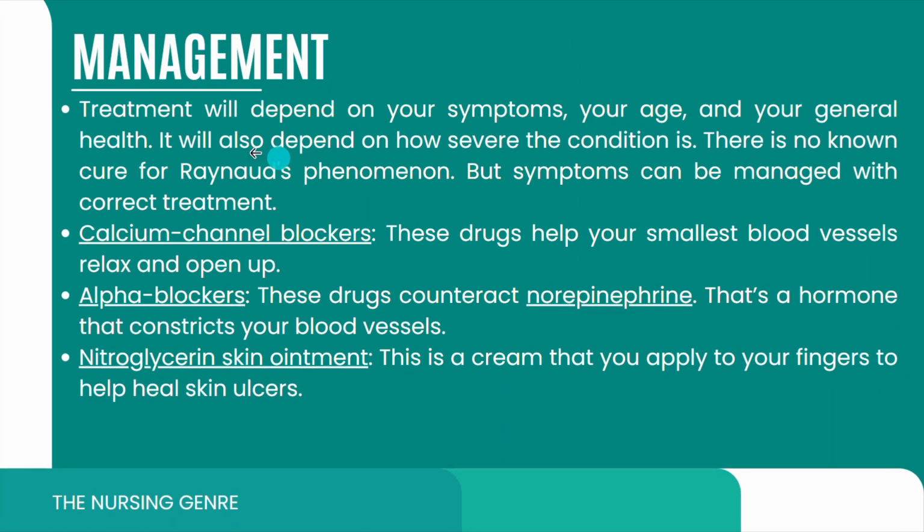Next one, management. The management will depend upon your symptoms, your age, your general health or condition, and also how severe the condition is. There is no known cure for Raynaud phenomenon, but your symptoms can be managed with the correct treatment. Your treatment may include calcium channel blockers, which help your blood vessels relax and open up, and also alpha blockers, which counteract the constriction of your blood vessels, and nitroglycerin skin ointment, which can be applied to your fingers to help your skin ulcers.